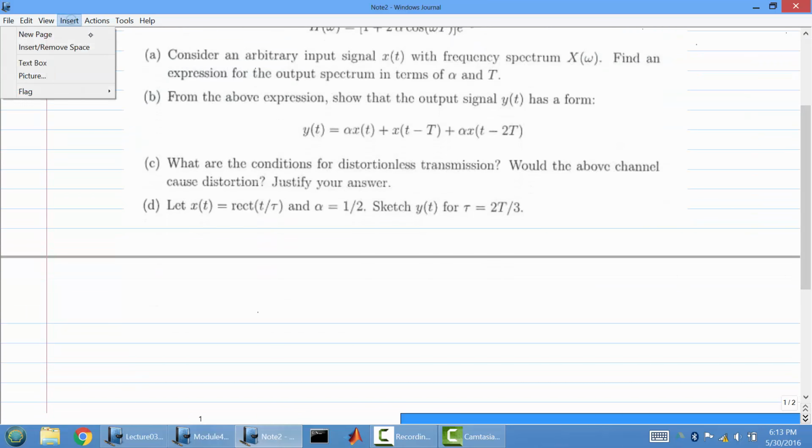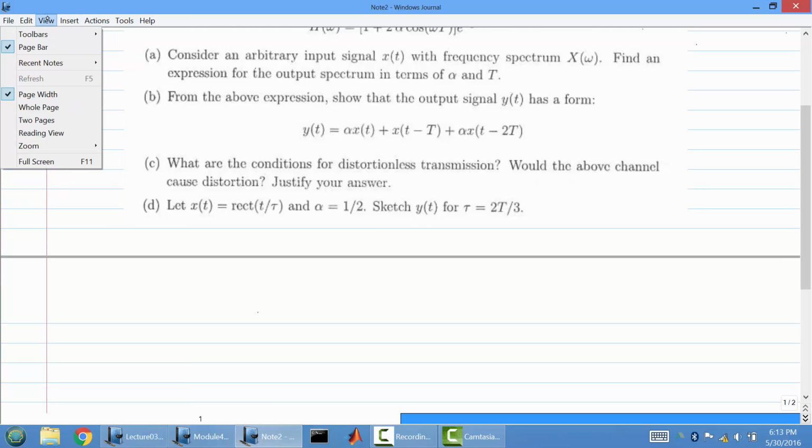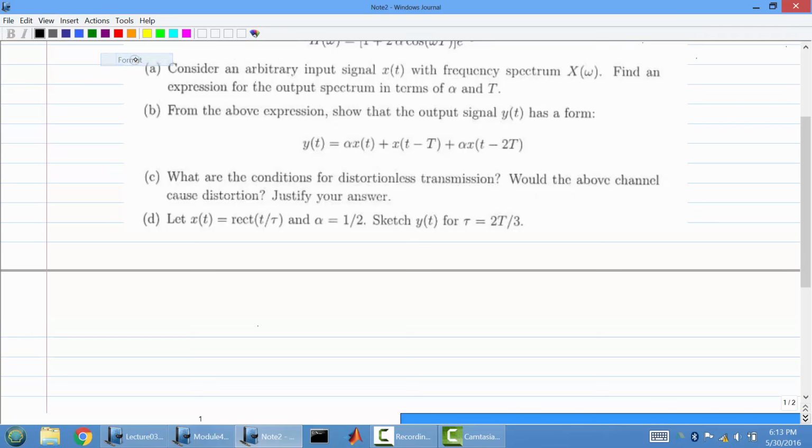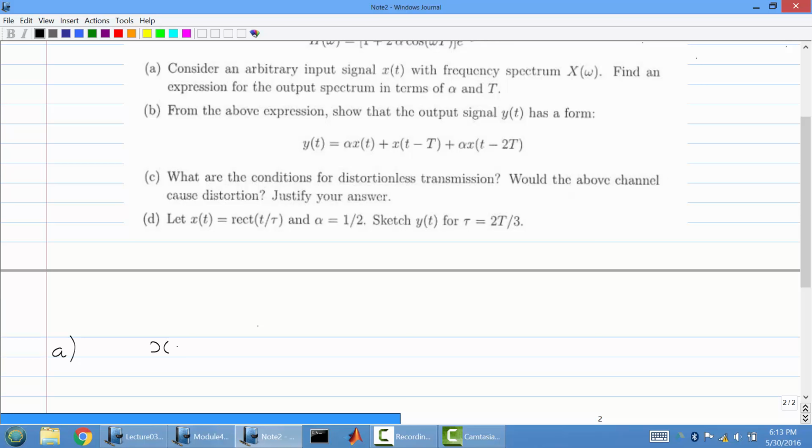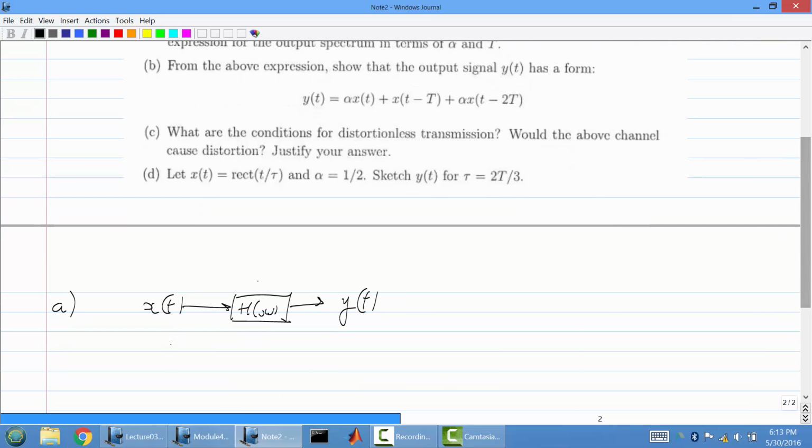Sorry, I like to have some colors. Okay, that's good. So we have some arbitrary signal. We don't know what it is, but we're going to put it through some communication channel. Then the output, in time domain, if you remember from signals and systems, is just the convolution of the input and the channel, right? So actually this is h of t.